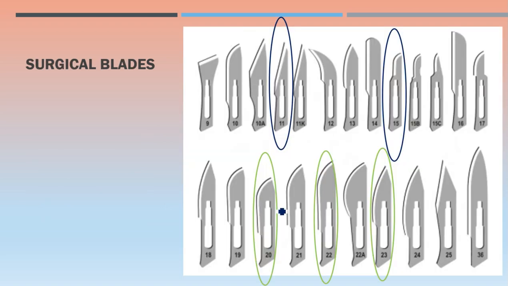And then after that, the surgical blades, here you can see, this one is number 11, this one is number 15, right? So these are basically used with the number 3 Bard-Parker handle, BP handle. And here the numbers 20, 22 and 23 are the commonest ones we use during general surgery procedures. These are used with the Bard-Parker handle number 4. Okay, so these are surgical blades.